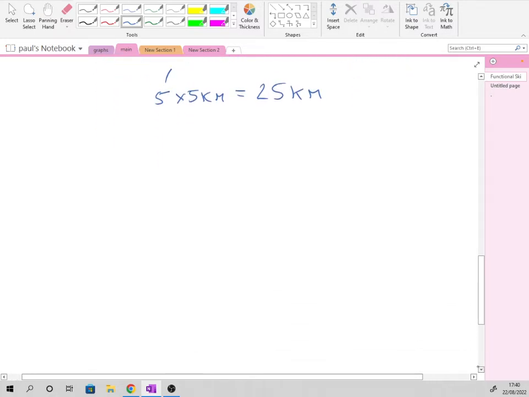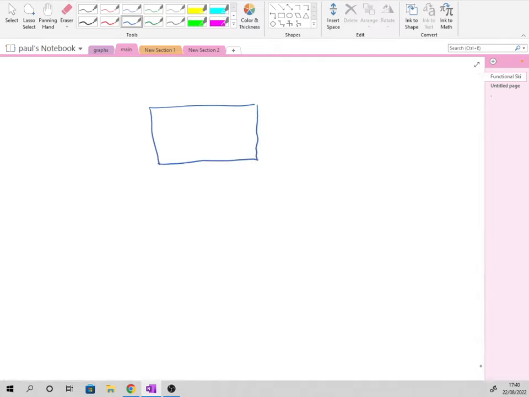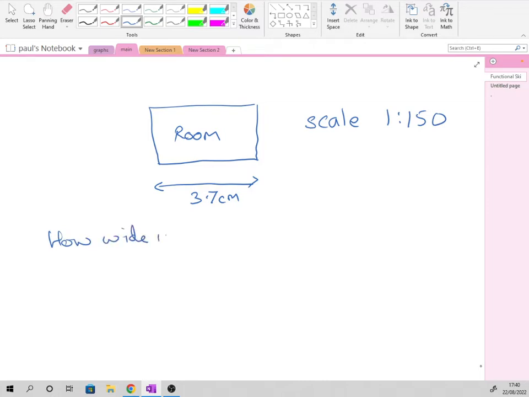Okay. Let's have here's an architect's plan of a room, and the scale is 1 to 150. You measure the room, and it measures 3.7 centimeters. So how wide is the room?